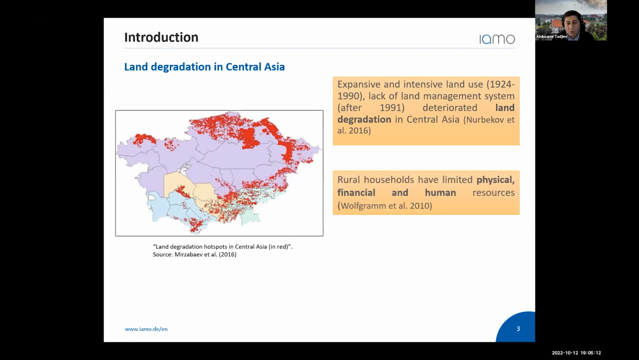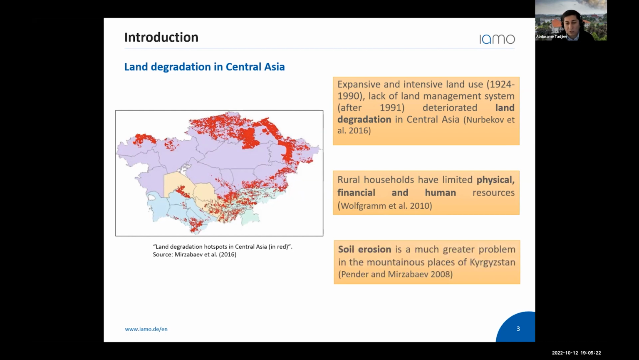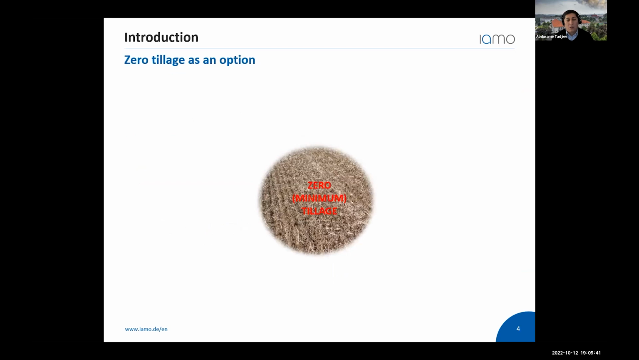Furthermore, rural households have limited physical, financial, and human resources. Besides that, some zones in Central Asia have soil erosion problems, especially in the mountain areas of Kyrgyzstan. To resolve such problems, we assume that adoption of sustainable agriculture practices is one of the options. Adoption of zero tillage also can be one of the options to resolve such problems.